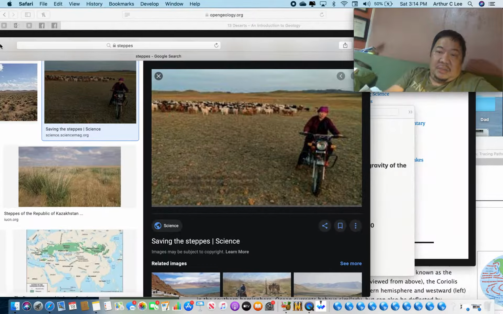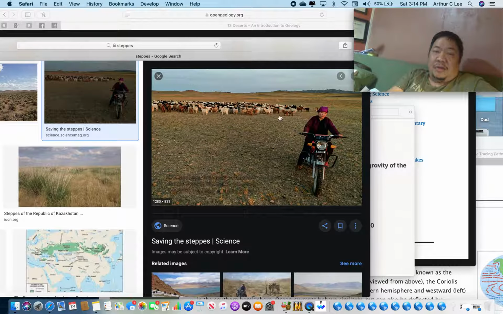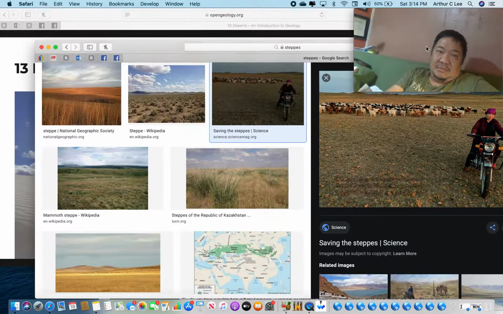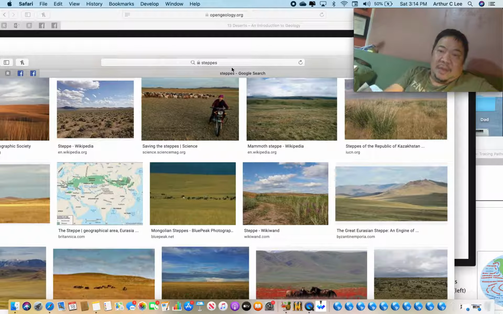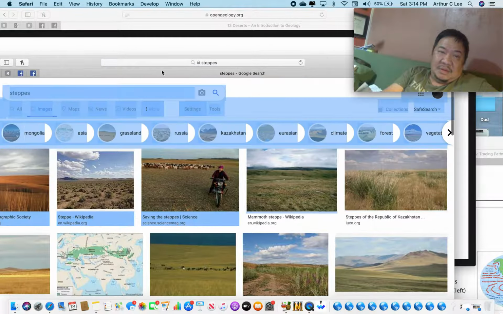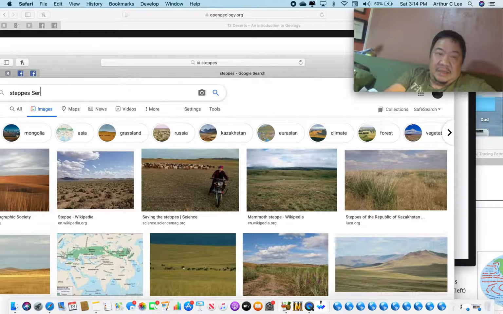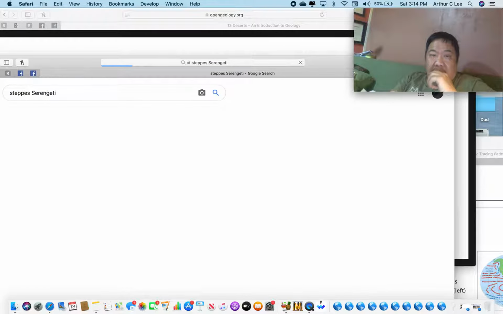Steppes are places that have dry weather 10 months a year and have about a 2-month rainy season. Most famous steppe is Serengeti in Africa.